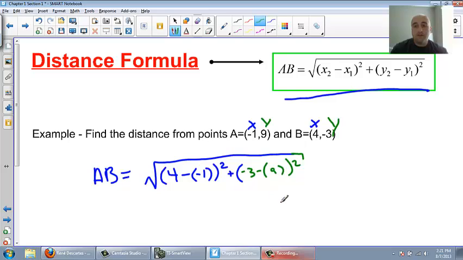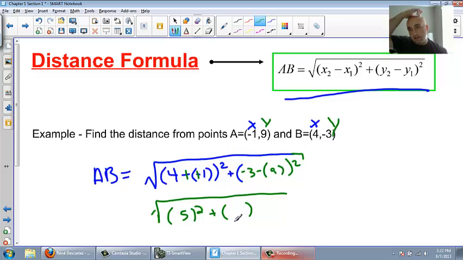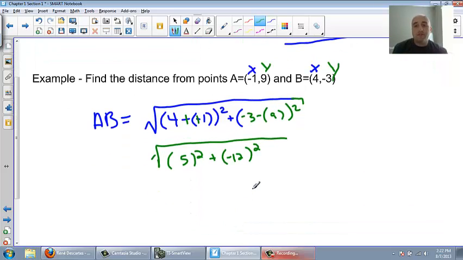So moving on, underneath it, I'm going to simplify the numbers that we have here: square root, parentheses, 4 minus a minus. When you have minus and minus, that turns into a plus. So 4 plus 1 is 5 squared plus, parentheses, -3 minus 9, -3 minus 9 more is -12 squared. Okay, moving on. We still have to simplify our work here.